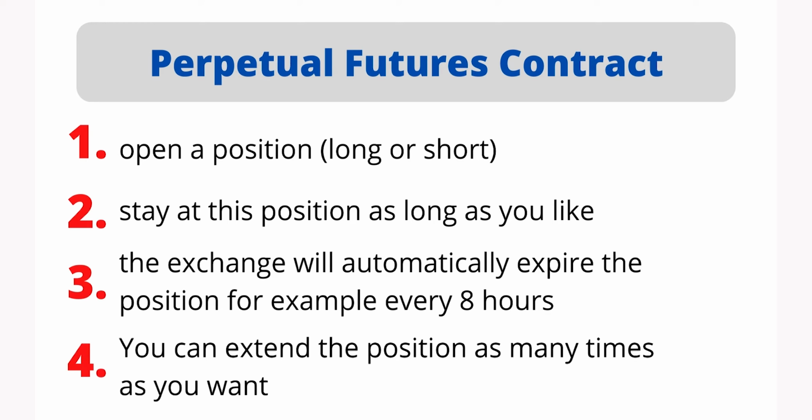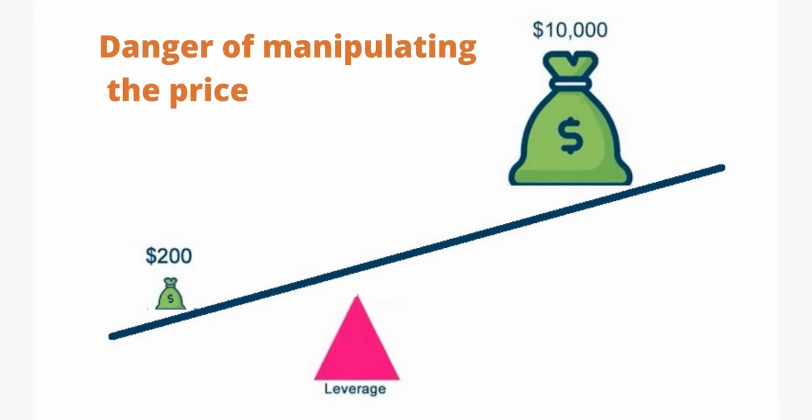In a perpetual futures contract, first you open a position. Depending on your decision, you can open a long or short position. You stay at this position as long as you like. The exchange will automatically expire the position. Most of the exchanges expire, for example, every 8 hours. And you can extend the position as many times as you want. In a perpetual contract, there is a matter that should be concerned. There is the danger that traders may be able to manipulate the market price with the leverage they hold.